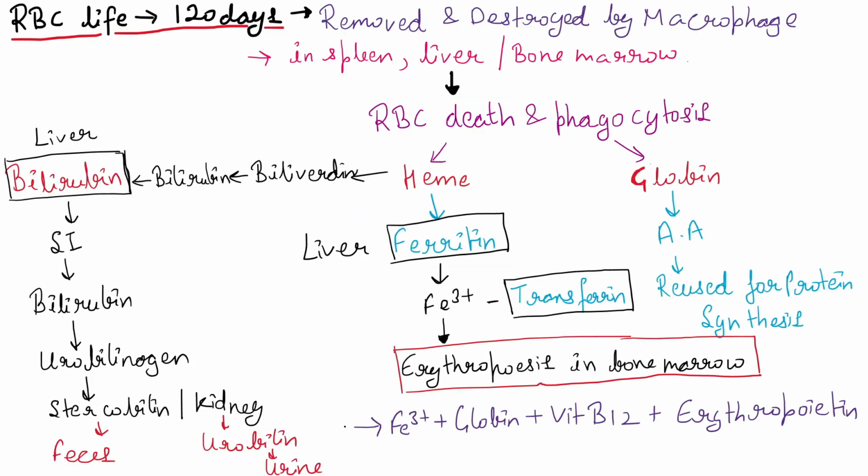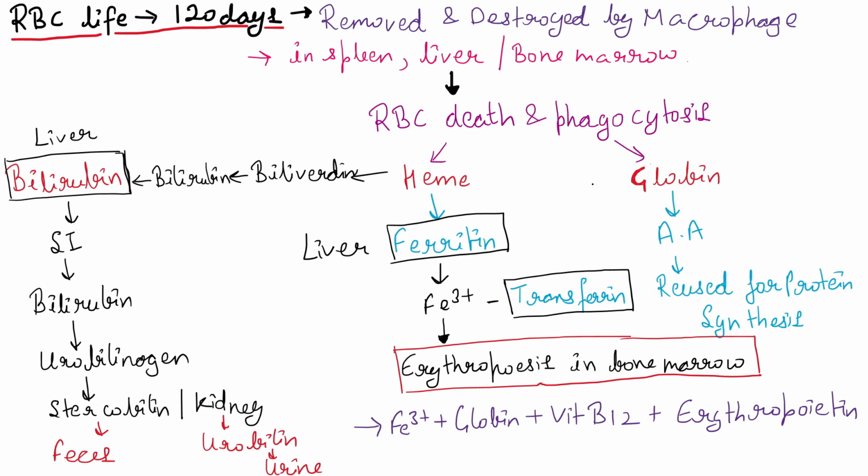Now RBC life is only 120 days. After that it has to be removed. And how does it have to be removed? It has to be destroyed, and the organs in which it can be destroyed are the spleen, liver or bone marrow. So there are 3 organs in which the RBCs can be destroyed: one is the spleen, another is the liver, and then the bone marrow.